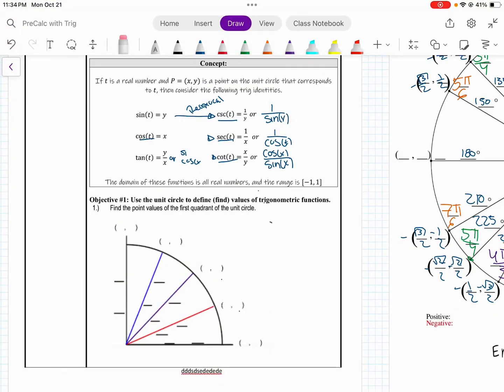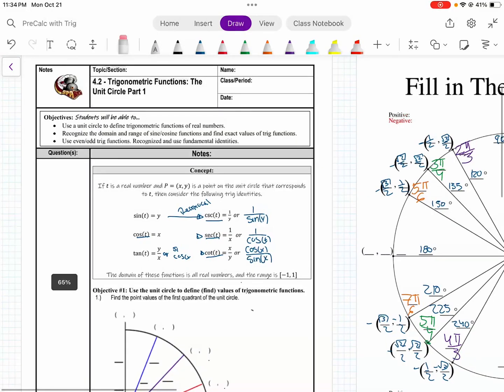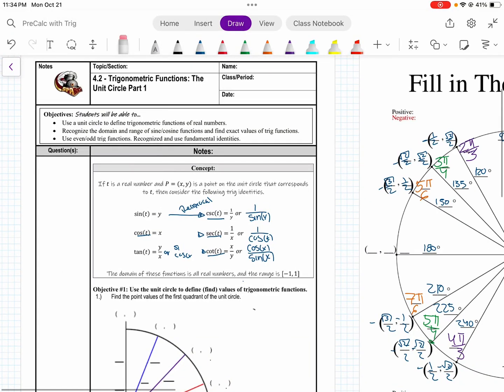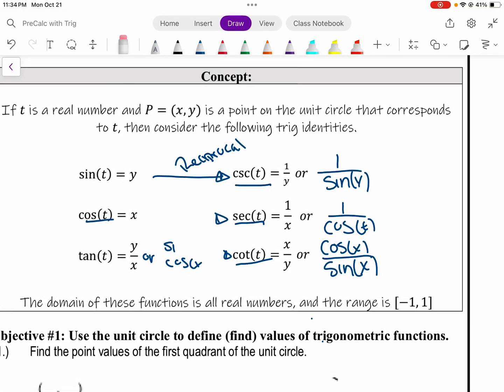All right, so we're gonna go ahead and finish the lesson that we couldn't finish on Monday or Friday. We kind of talked about the reciprocals of sine, cosine, and tangent. So we know that the reciprocal of sine is going to be cosecant. The reciprocal of cosine is going to be secant, and the reciprocal of tangent is going to be cotangent. And again, reciprocal just means flipping it over or putting it over one.